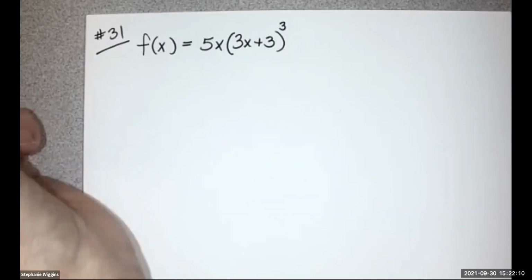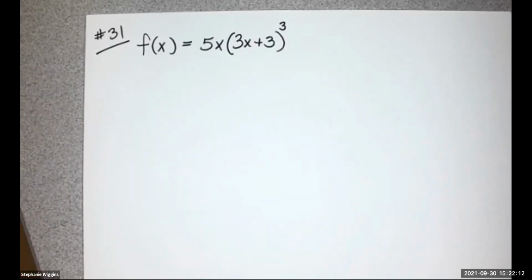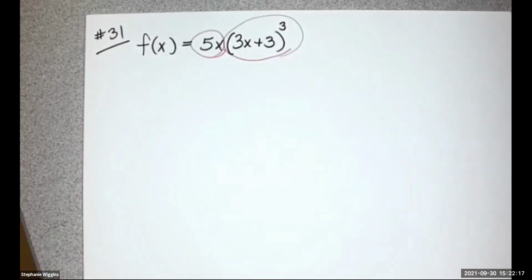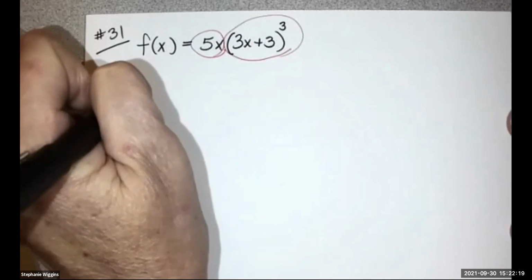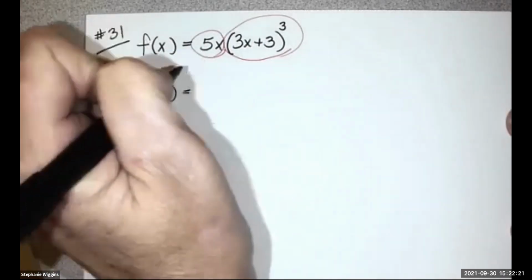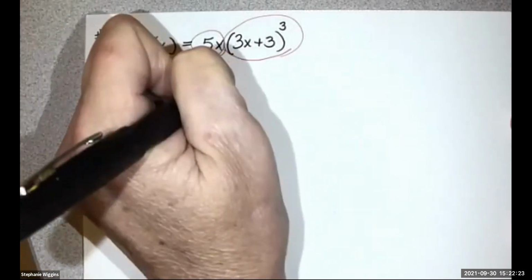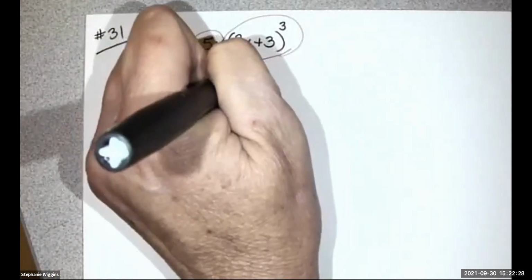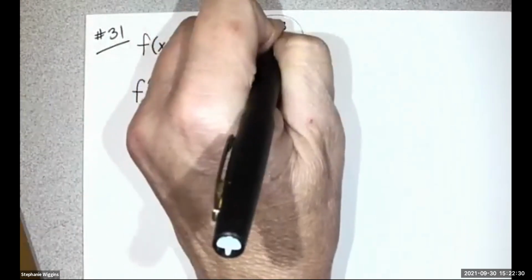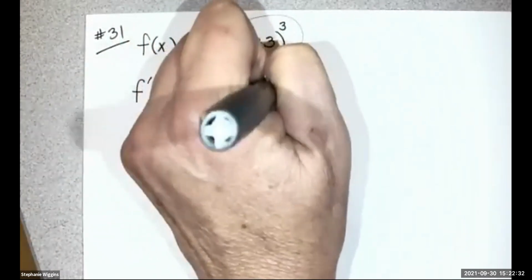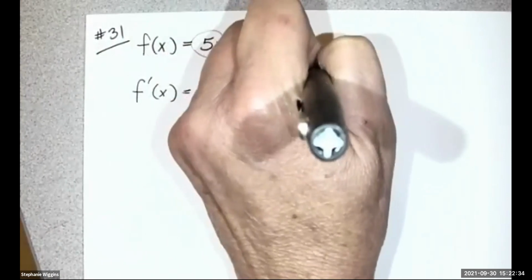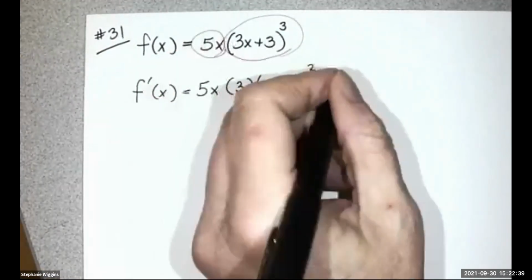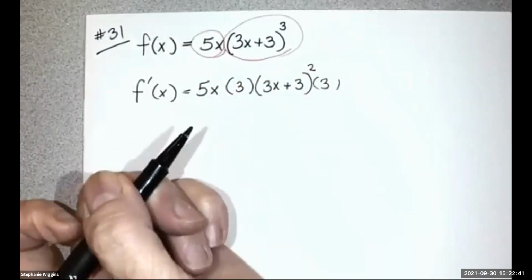Okay, so this is our first function. I'm going to circle the two functions. This is our first function, and this is our second function. So the product rule says that you take the first function times the derivative of the second. Well, the derivative of this is going to be the 3 comes out front, and then you're going to have 3x plus 3 squared. That's the power rule. And then you're going to multiply by 3 again, because that's the derivative of this function here.